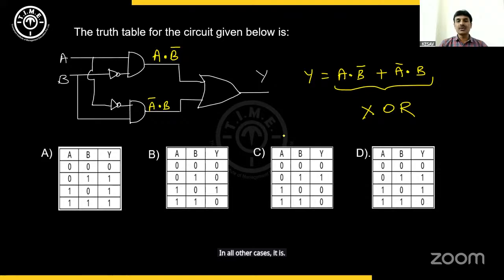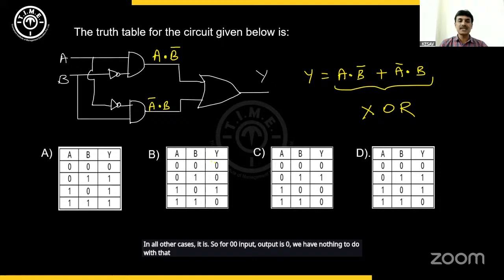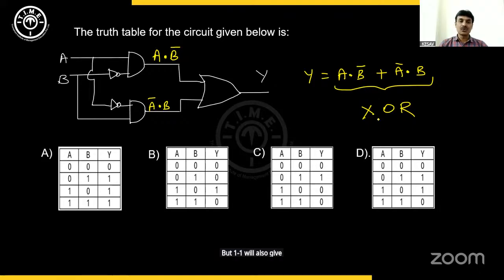So for 0, 0 input, output is 0. We have nothing to do with that because in all options A, B, C, D, 0, 0 is giving 0. But 1, 1 will also give 0 for exclusive OR. So based on that, you can rule out option A. Yes. Now for dissimilar inputs, the output has to be high. When 0 and 1 are the inputs here, output is not high. Output is shown low. So this is wrong.